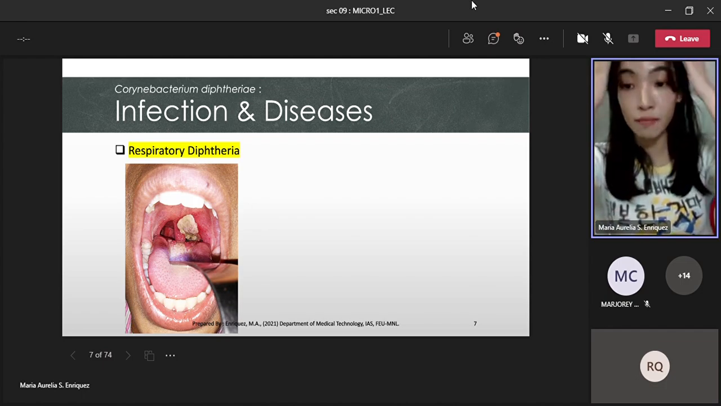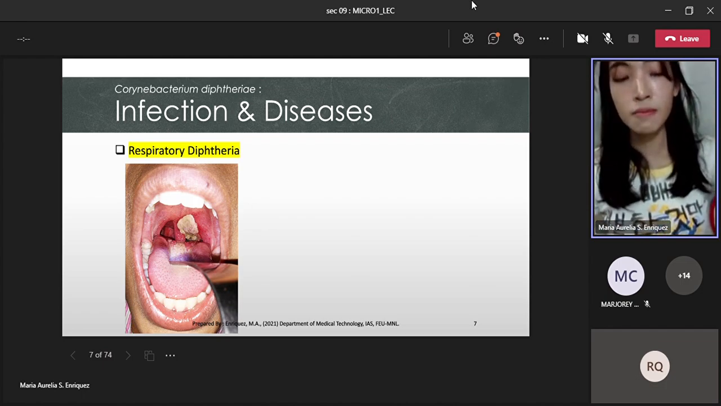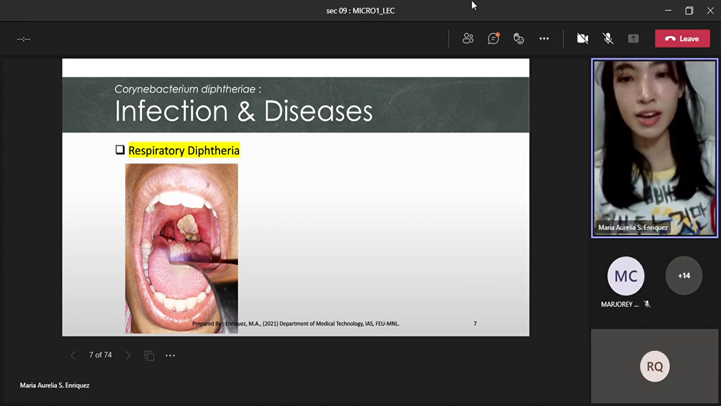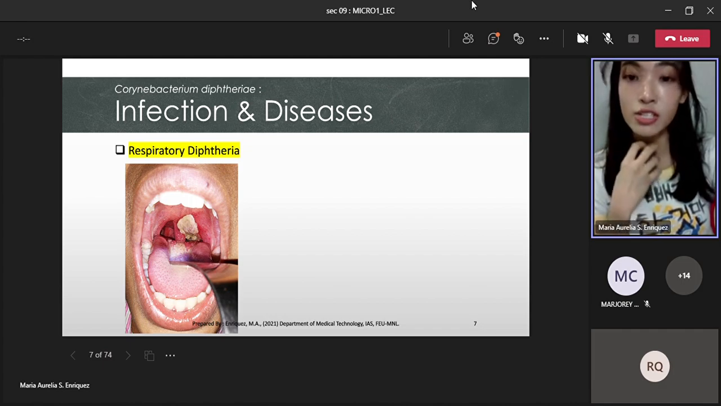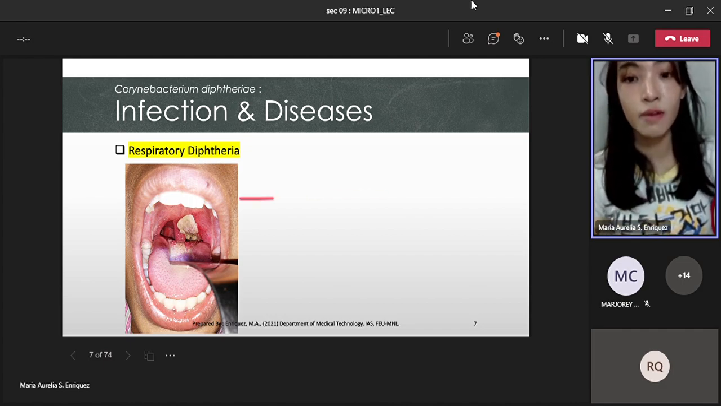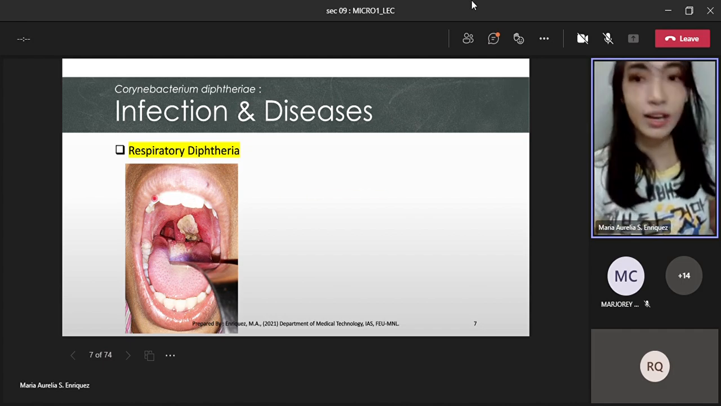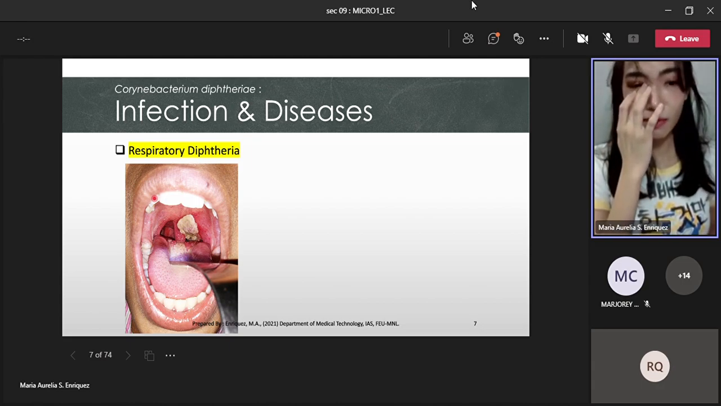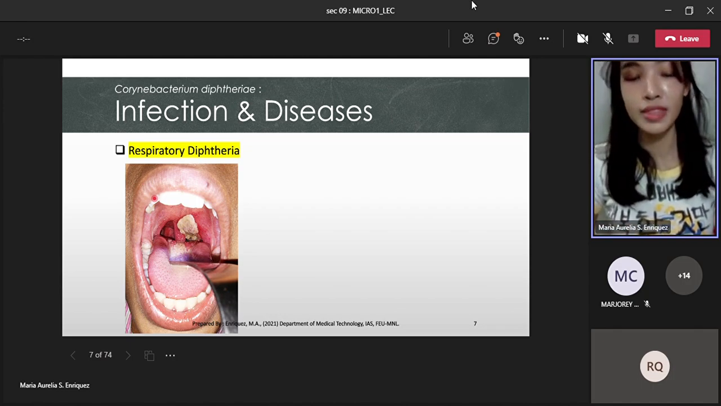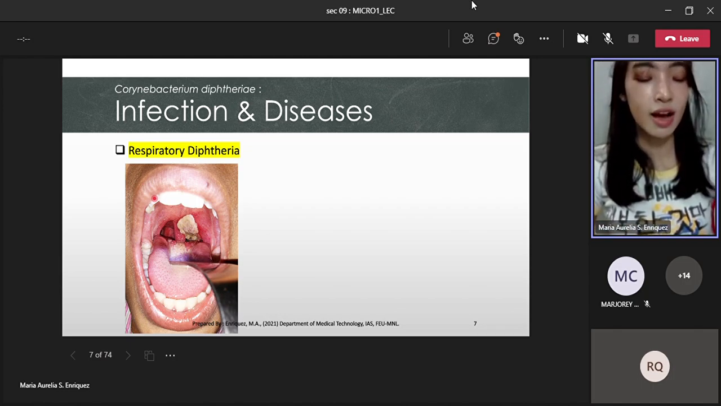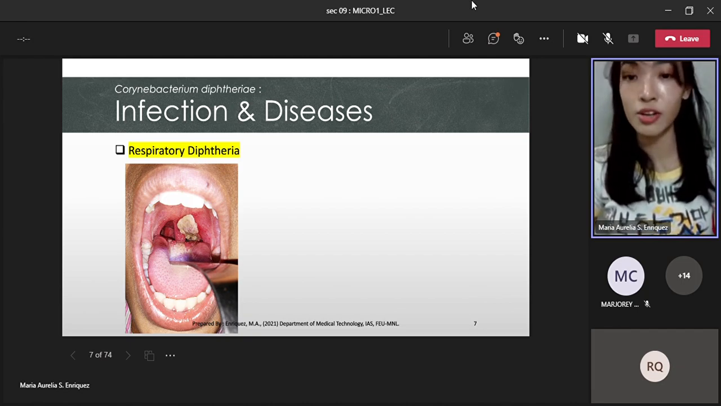So mag-uumpisa po siya with non-specific symptoms. And the most common site of infection would be at the tonsils or sa pharynx, as we can see here in this picture. Okay, so yung nakikita po natin na parang mukha lang nakalunok ng chewing gum yung pasyente, that's not actually gum. That is the pseudomembrane that has been produced by the bacteria when they were able to utilize their diphtheria toxin.